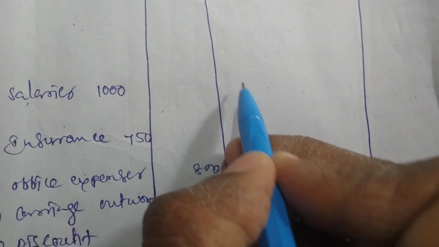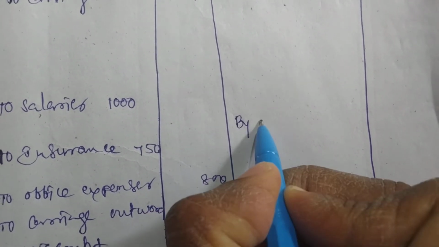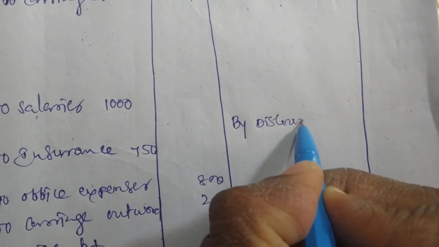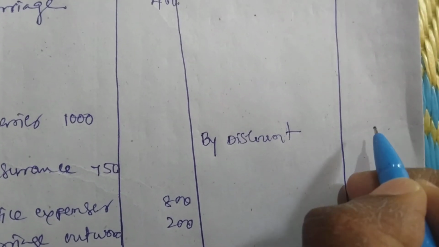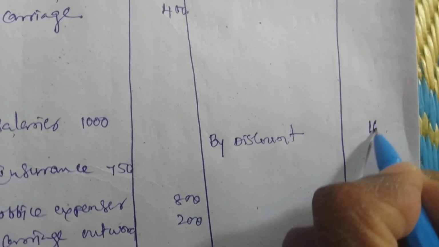So next one is by discount. So the discount is income. So incomes are recorded in the credit side of the profit and loss account. So that is 1600.